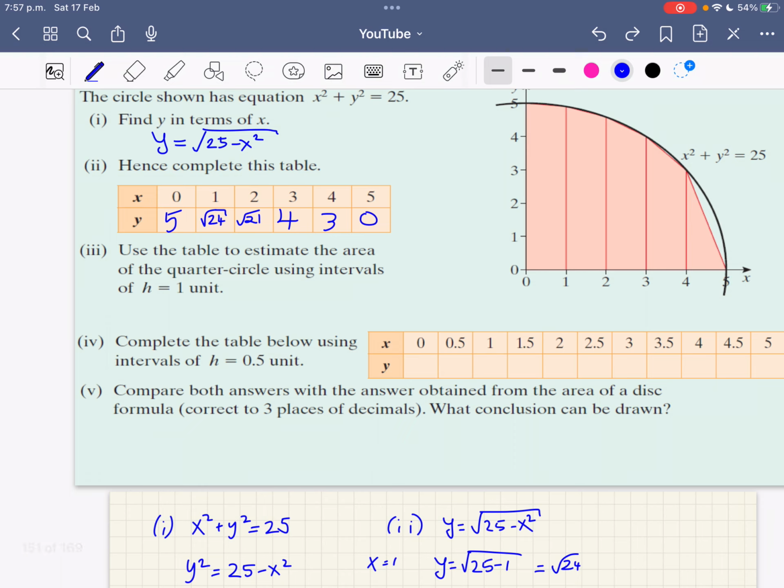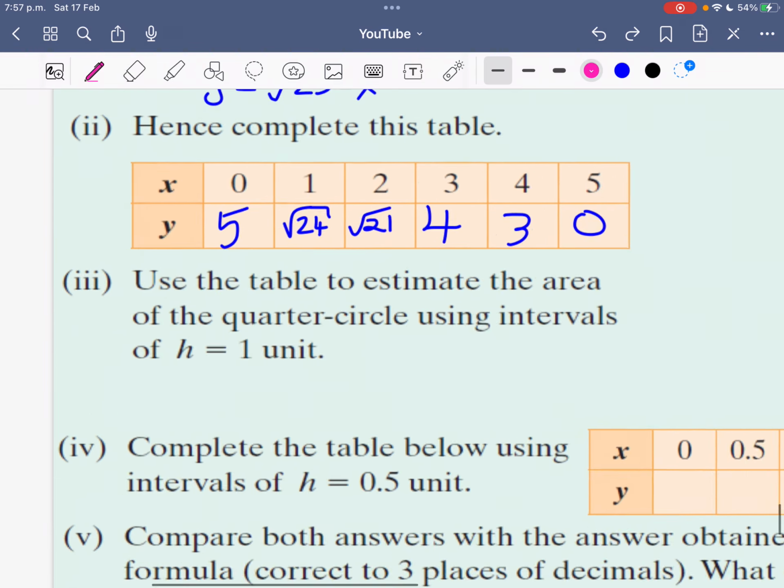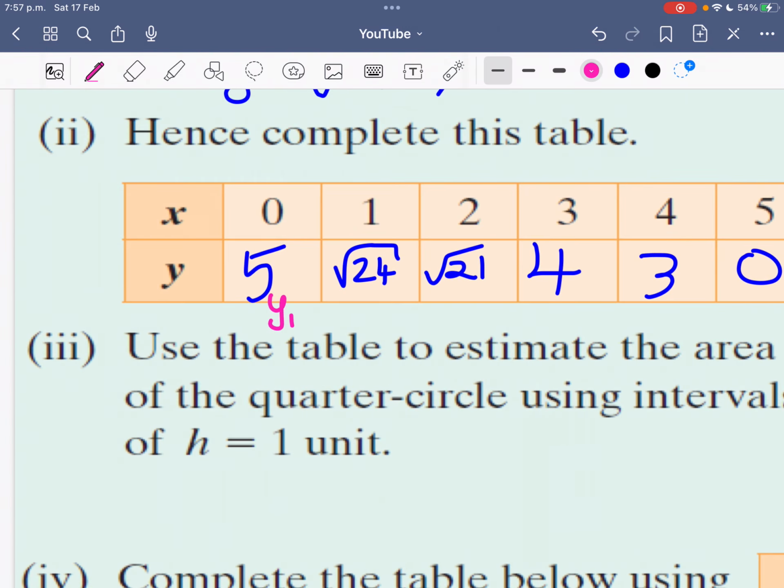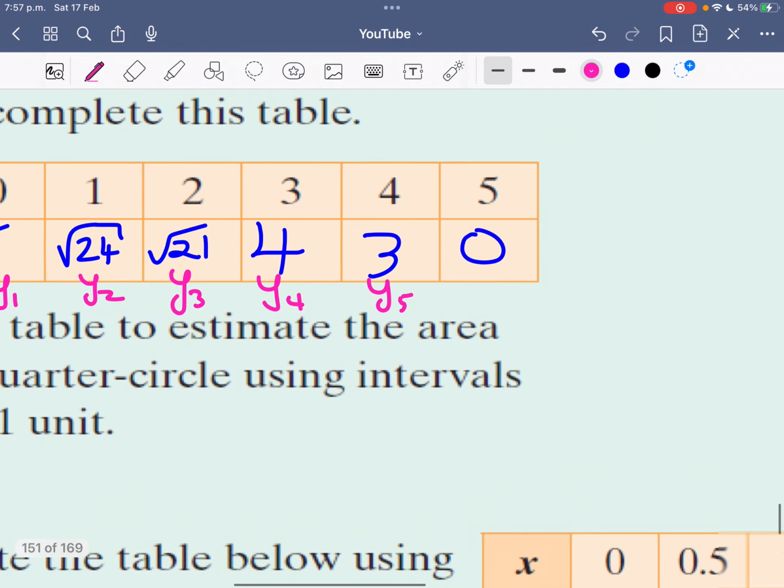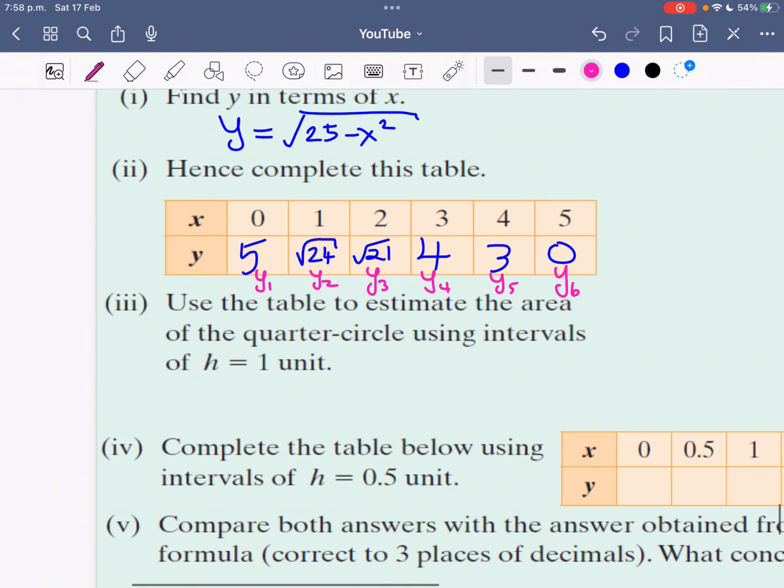Use the table to estimate the area of the quarter circle using intervals of h equal to 1 unit. So that's going to be your trapezoidal rule. Now we know our heights. So this is like the equivalent of y1, y2, y3, y4, y5, and this is height 6, y6.